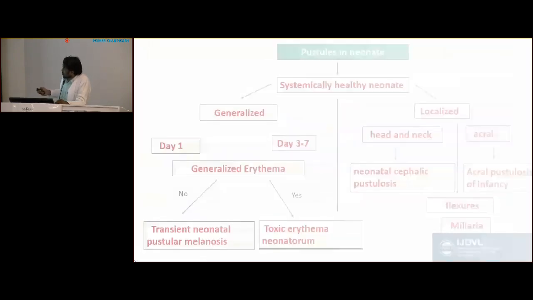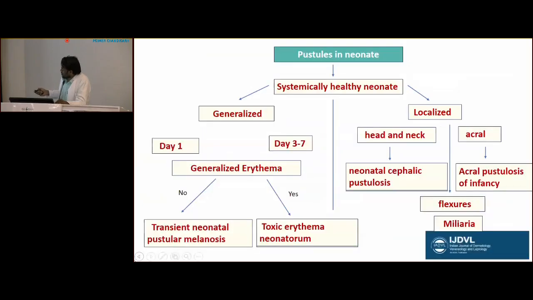And if you see the pustulosis, if the baby is systemically healthy, and the pustulosis is a generalized one, present on day 1, and generalized erythema between the pustules is absent, then the diagnosis would be transient neonatal pustular melanosis. Whereas if the pustules appear on day 3 and generalized erythema is present between the lesions, as in our case, then it will be toxic erythema neonatorum. And for localized lesions, the other 3, we will look into them later on.